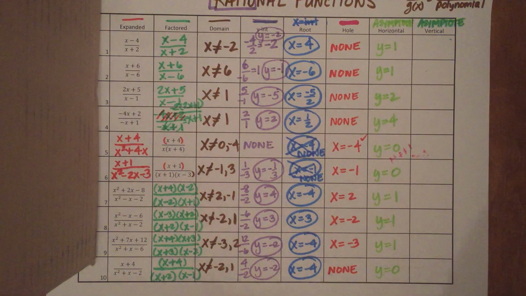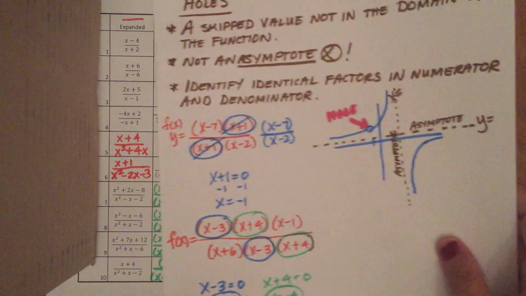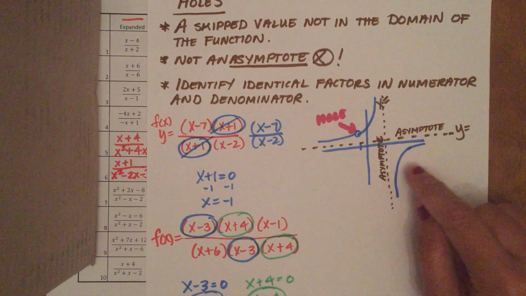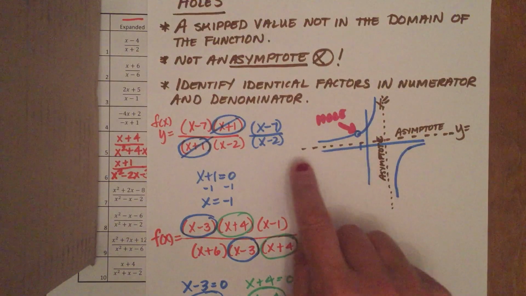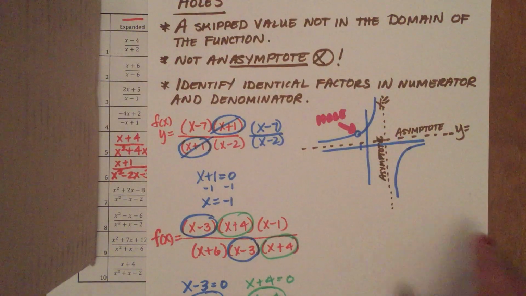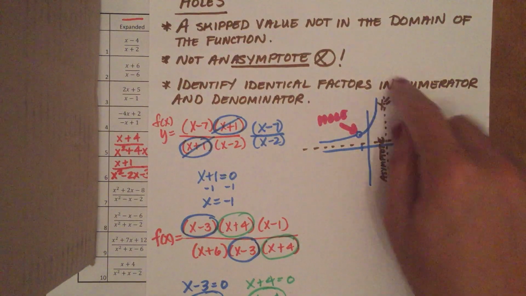The last thing we're going to look at is the vertical asymptotes. Remember, a vertical asymptote and a horizontal asymptote are lines on the graph that the function will approach but never quite reach. Remember, the hole is just a skipped point, a single value. The asymptote is an entire line. So we're going to be looking at the vertical one.